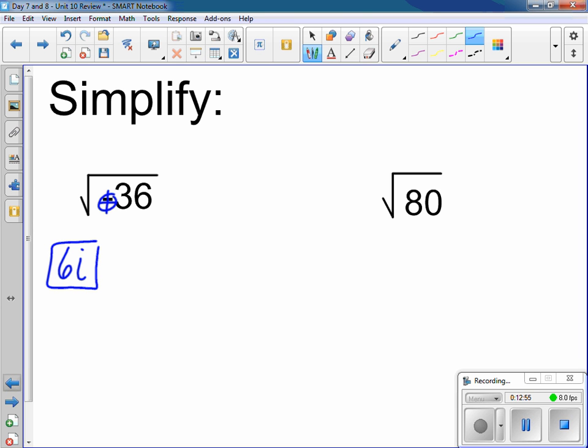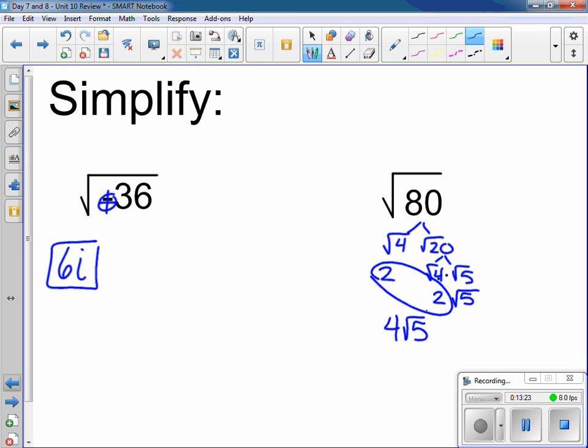This one's not negative, the square root of 80, so we're just going to have to make our little tree. And I'm looking for numbers that are perfect squares, so 4, 9, 16. 80 is divisible by 4, I know for sure, and that's the square root of 4 times the square root of 20. The square root of 4 is 2. Square root of 20 is the same thing as square root of 4 times square root of 5. Again, the square root of 4 is 2. I don't know the square root of 5, so I multiply these two. So I get 4 root 5. And again, this one doesn't have an i in it because it's not the square root of a negative, okay?